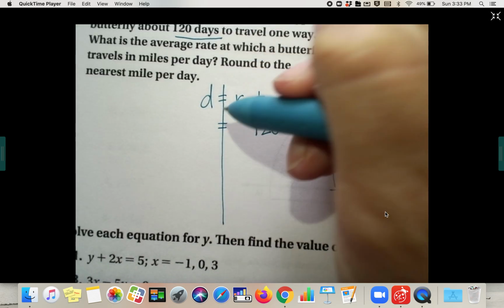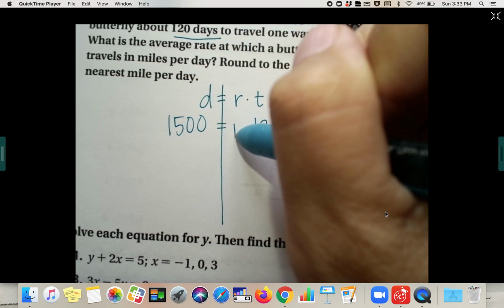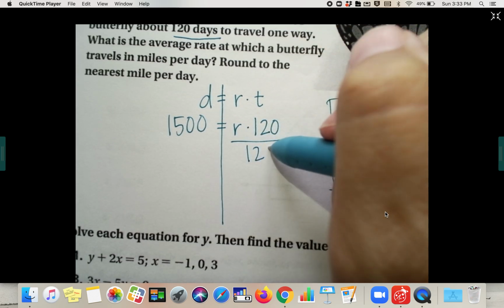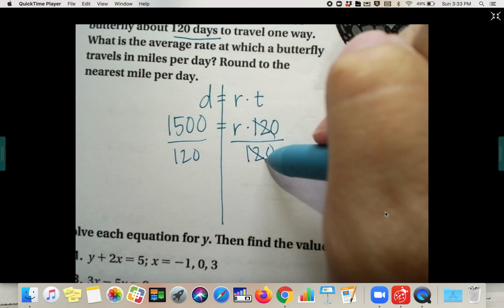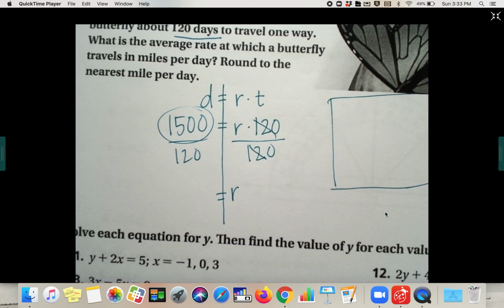I think you would also be given this information. Let's say it was, I don't know what it is. Let's say it's 1500 or something like that. You would divide both sides by 120 and so on and so forth. But we have to have that number in order to know what the actual rate is. So that's why we're not doing it.